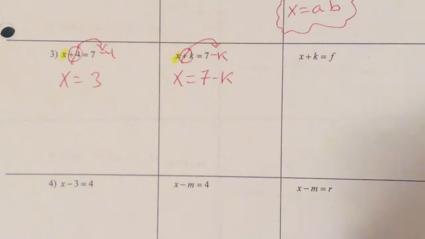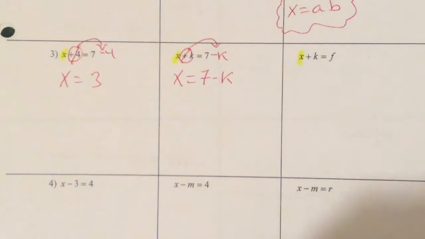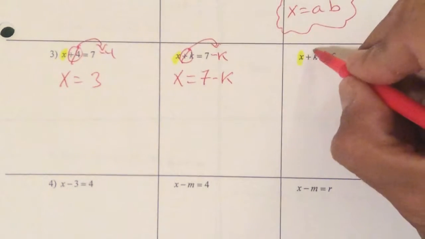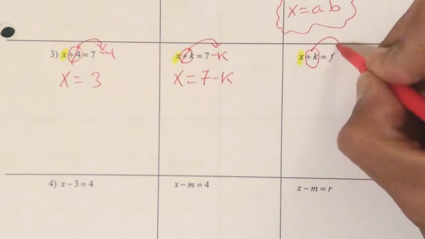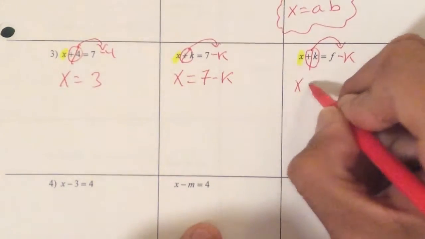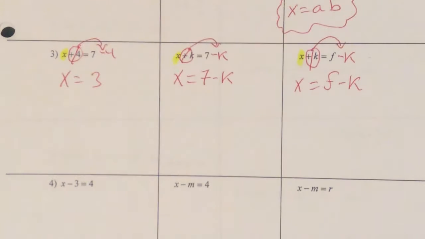Now, what if we have all letters and no numbers, and we're still solving for x? It still doesn't change anything. I have to move the plus k to the other side because x has to be by itself. The opposite of plus k is minus k. So that means I'm left with x equals f minus k. And there's my answer.